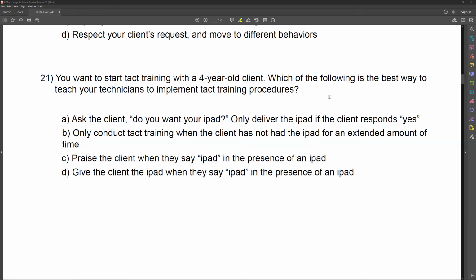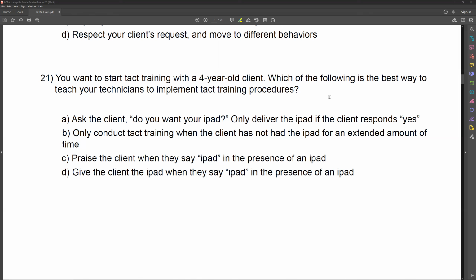So A is out. B, only conduct TACT training when the client has not had the iPad for an extended amount of time. What are you doing here? You're manipulating the motivation, the MO, through deprivation. If we're going to do deprivation, this is more mand training. We want to increase the value of an item to increase the likelihood that the client will request it. Again, not a TACT. The TACT is just a label.